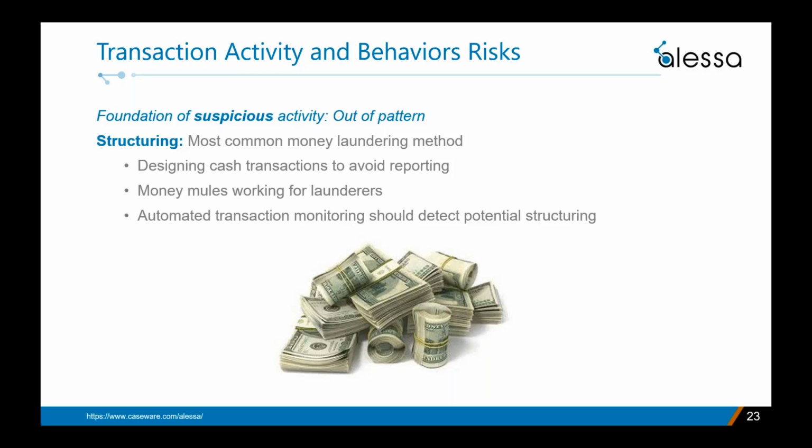But it's much more likely that people engaged in structuring are money mules or runners, sometimes called smurfs, who are hired by the launderers. And they go from bank to bank and branch to branch, depositing cash, withdrawing it from ATMs, and buying money orders, all in amounts just under the reporting threshold. Structuring can be done in many different settings, from banks to money service businesses and even casinos. Now, your AML technology should definitely have a means to detect potential structuring activity.